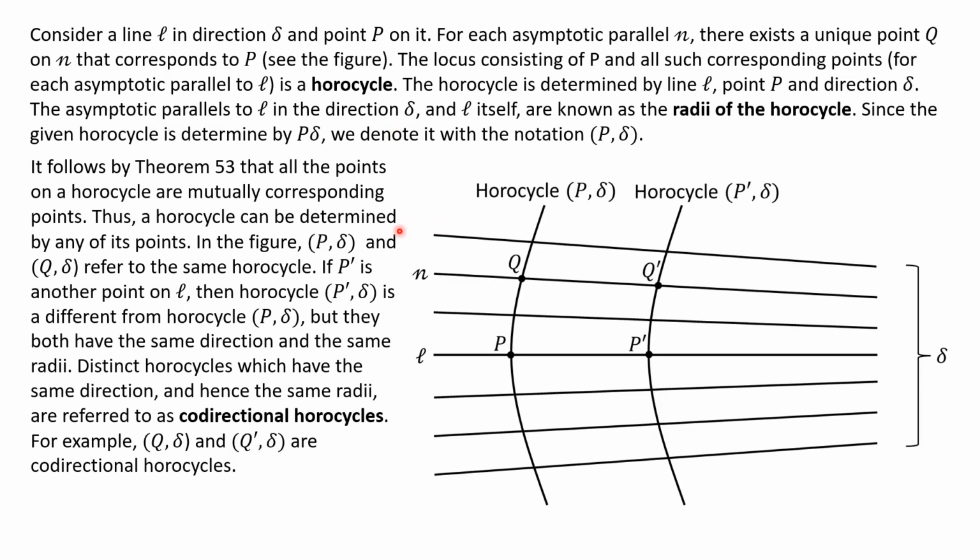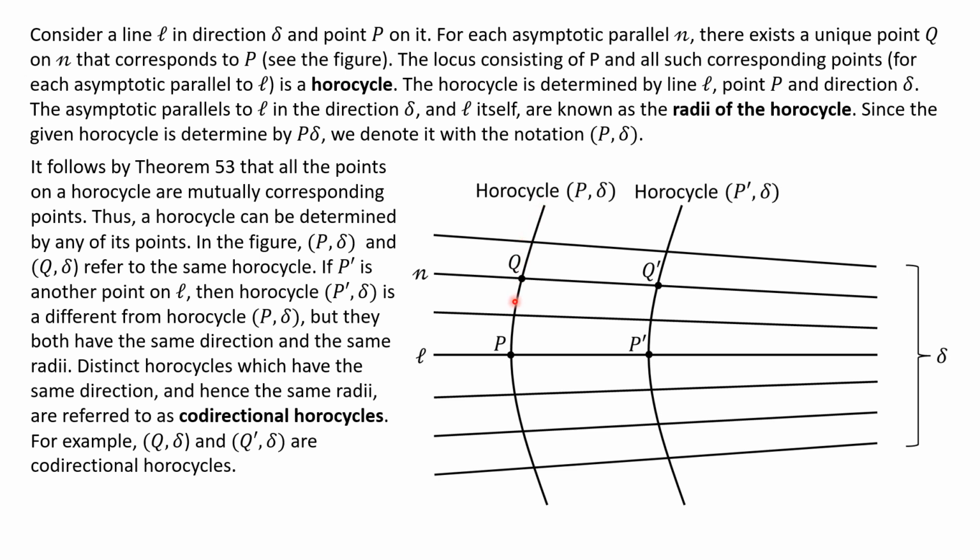So we're finally able to define a horocycle here. Consider a line L in a direction delta and a point P on it. So here's our line L. For each asymptotic parallel N, I'm showing just one of them here, there exists a unique point Q on N that corresponds to P. The locus consisting of P and all such corresponding points, so in other words, this Q, this point here, and all the ones in between, are the horocycles. So this curved line here is a horocycle.